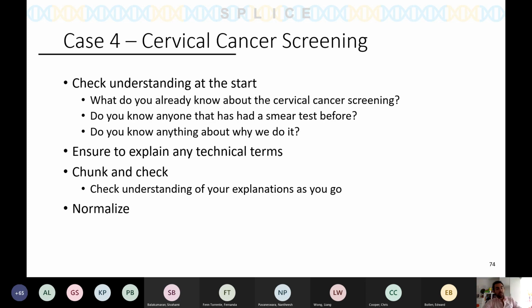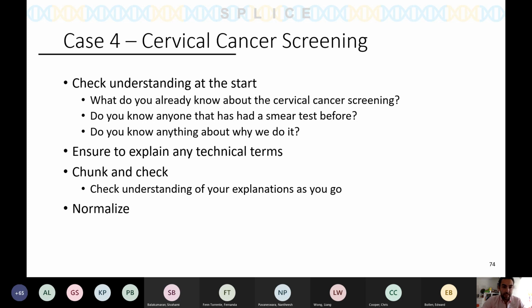So with regards to any OSCE station where you're discussing results with a patient, or explaining something about a procedure, these are just some basic tips you guys can use. So check understanding at the start. Ask things like, what do you already know about cervical cancer screening? Do you know who's had one before? Do you know anything about why we do it? Just those open-ended questions.